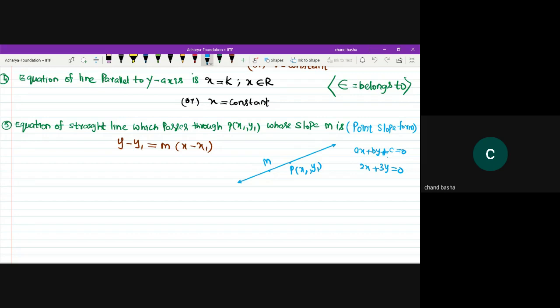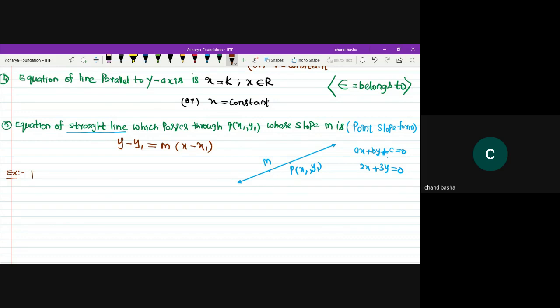One point is given to you and slope is given to you. The equation of the straight line. Straight line means it is a linear equation. Linear means whose degree is 1. Okay. So let's have the discussion of this concept. I'll try to give one example, how the questions will be asked.